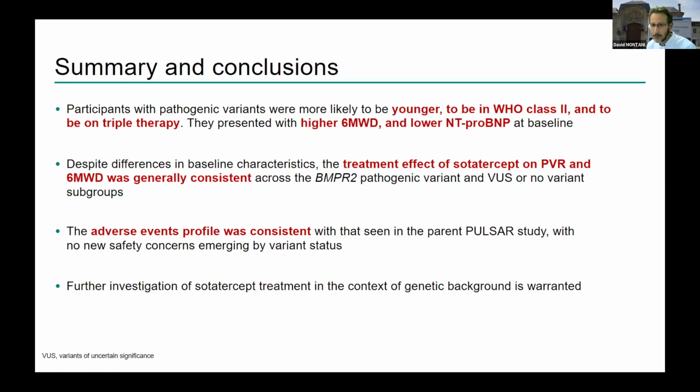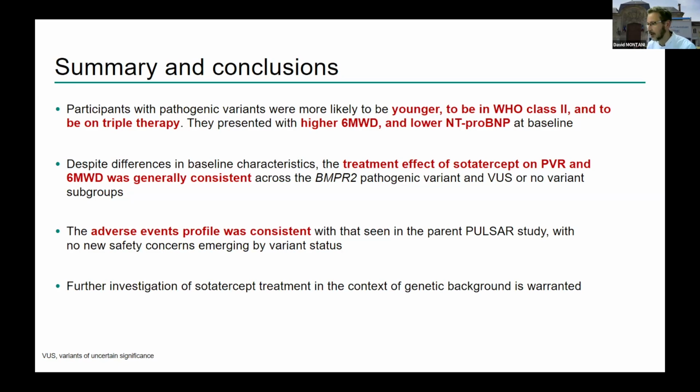Finally, in conclusion, we saw that patients who carried BMPR2 mutations were younger and more prone to be on triple therapy, with a higher 6-minute walk distance and a lower NT-proBNP at baseline. But the treatment effect of sotatercept on resistance and 6-minute walk distance was consistent across patients with and without BMPR2 mutation. The adverse event profile was also similar in the two groups, and we have some information about rare genetic variants. But of course, we need more data in the future in patients treated with sotatercept.